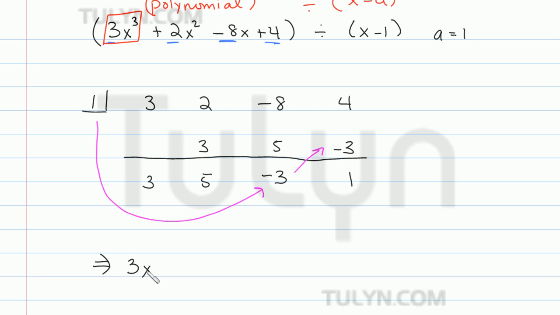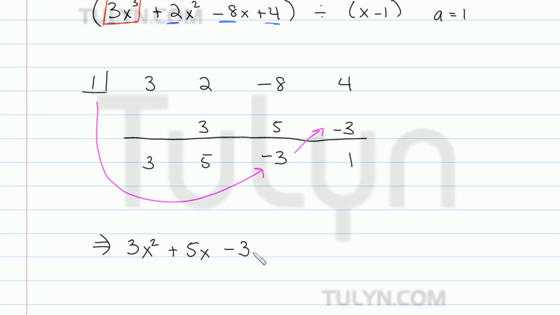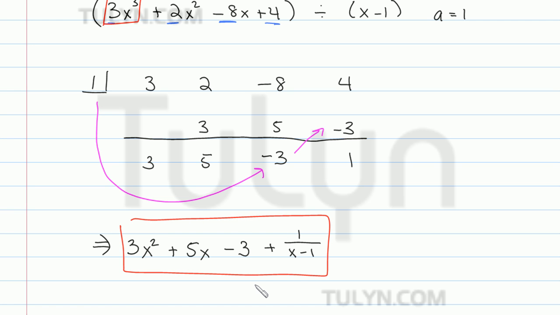So we start with 3x squared plus 5x to the first power minus 3x to the 0 power, which is just going to give us negative 3. It's going to be our constant term, and this 1 is going to be our remainder term. And how we write our remainder, remember, is you write the remainder term over the divisor. So our final result is going to be 3x squared plus 5x minus 3 plus 1 over x minus 1.